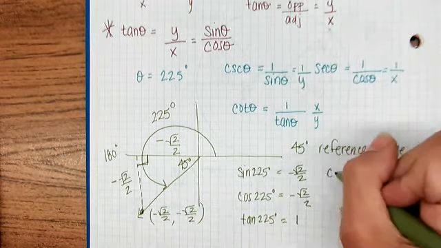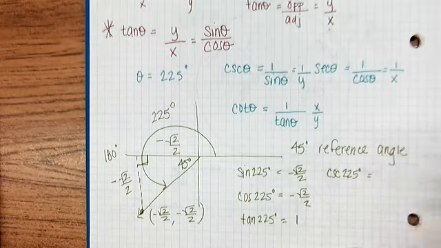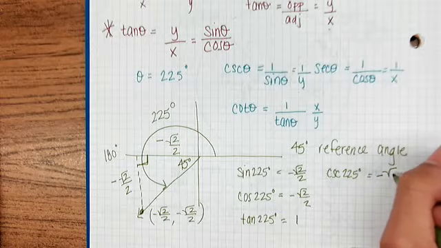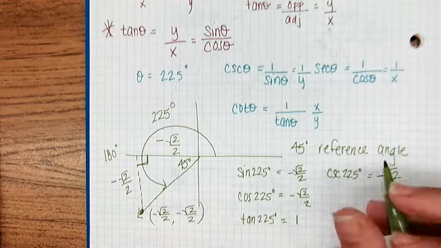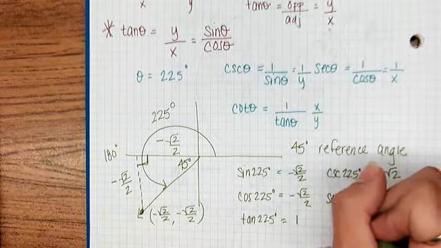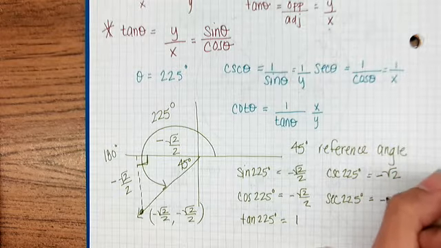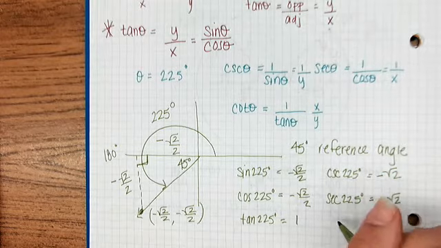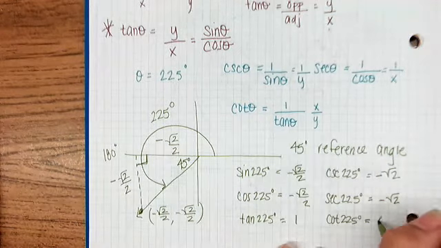The cosecant is the reciprocal of the sine, and the reciprocal of the sine is going to be negative root 2, if you take the reciprocal, then rationalize. The secant of 225 is also going to be negative root 2. And the cotangent of 225 is going to be 1.